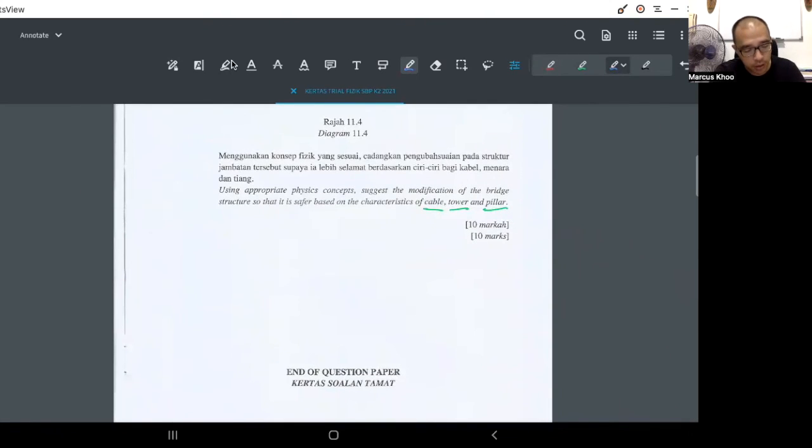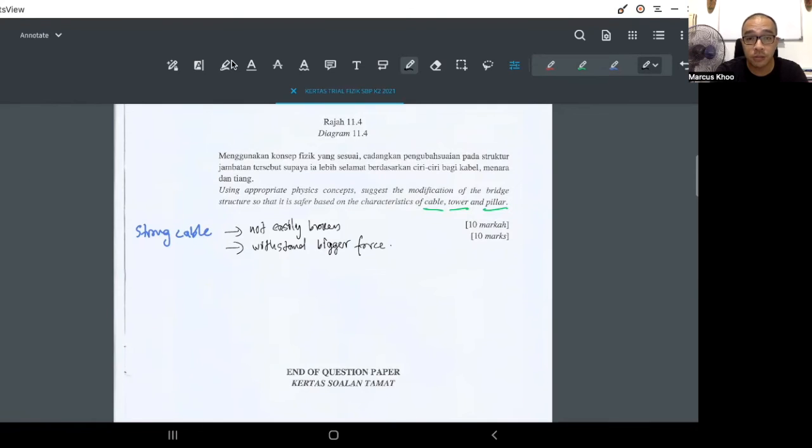Okay, so the first one will be strong cable, because they ask for characteristics. Strong cable. The reason for this will be many, for example not easily broken, or it can also be withstand a bigger force. So that's talking about the cable.